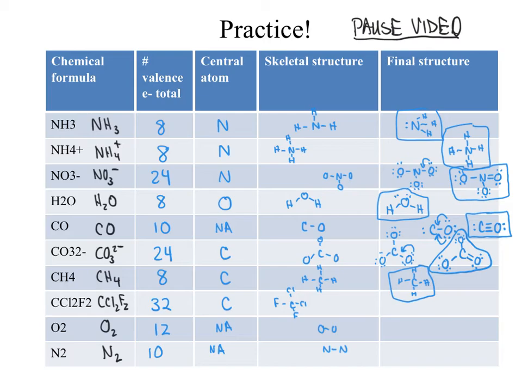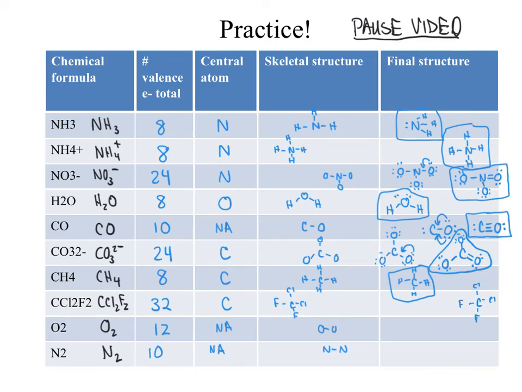All right, so if we look at our CCl2F2 structure, we need 32 electrons. We've put in 2, 4, 6, 8. 32 minus 8 gives me 24, so I need 24 more electrons in this structure. So here's my carbon, chlorine, chlorine, fluorine, fluorine.